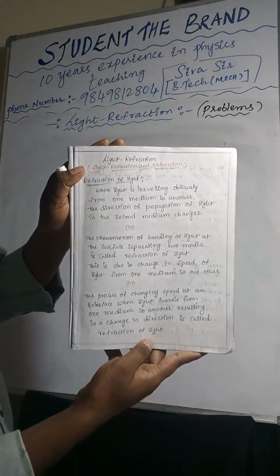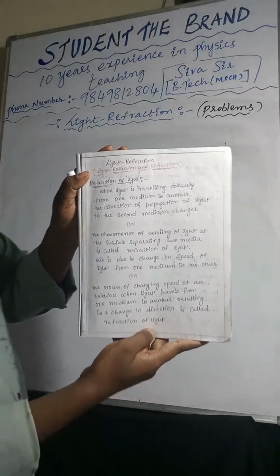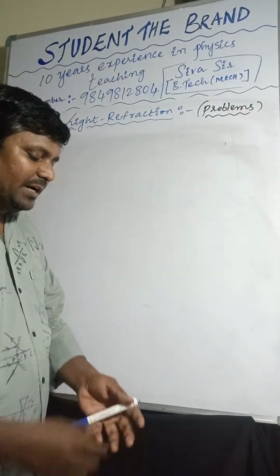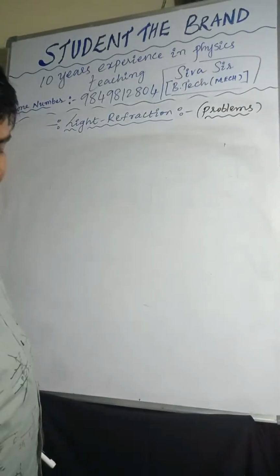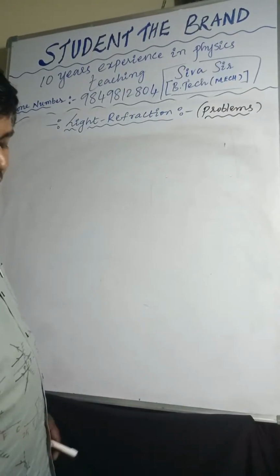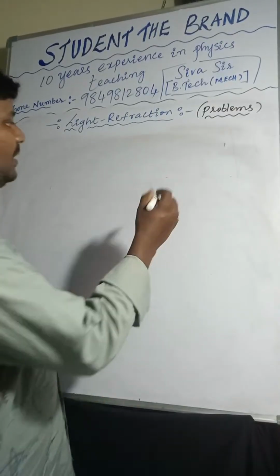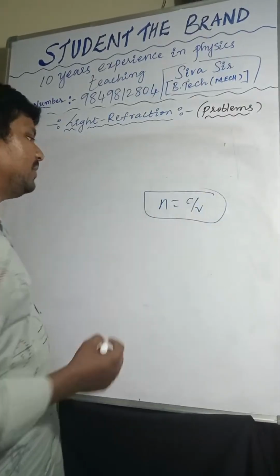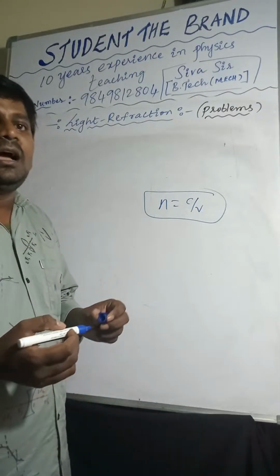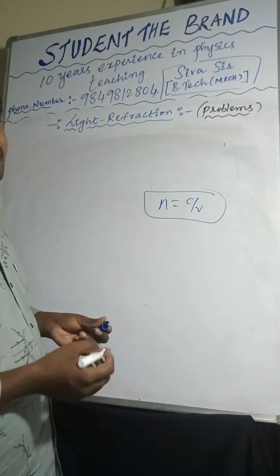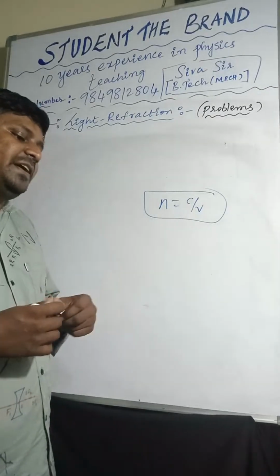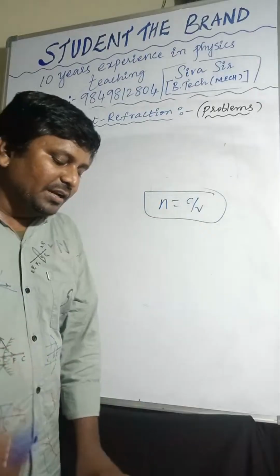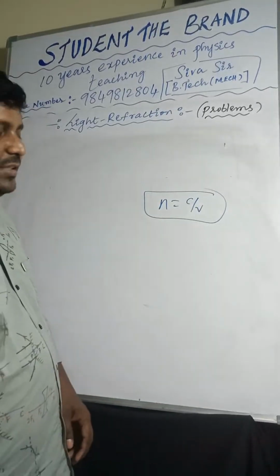Absolute refractive index: the ratio of speed of light in vacuum to speed of light in medium is called absolute refractive index. N equals C by V. Relative refractive index: the ratio of speed of light in medium 1 to speed of light in medium 2 is nothing but the relative refractive index. So these are the questions.